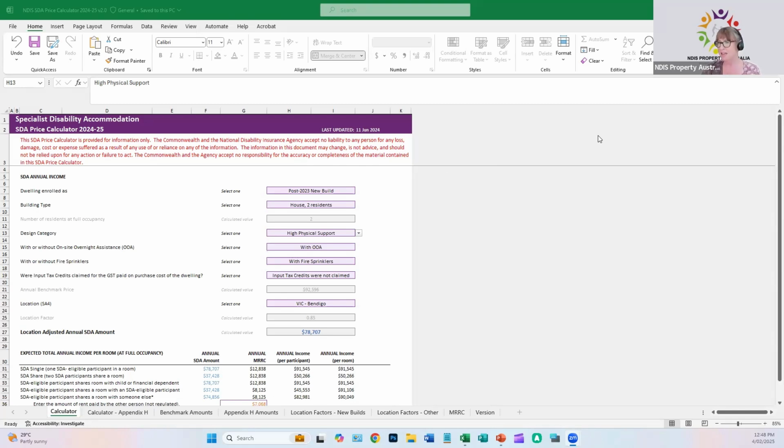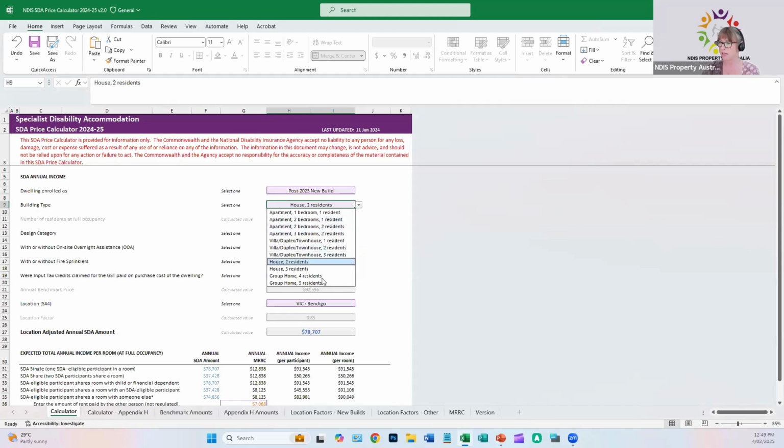Okay, so this is a calculator for this year, 2024-2025, updated in June 24. There should be a new one coming out imminently with the new MRRC. So what we're all really concerned about when we're looking at new build properties that are currently under construction or close to it is post-2023 new build. Talking about a house with 2 residents, we can actually change this to any of those 9, 4, 11 types of category.